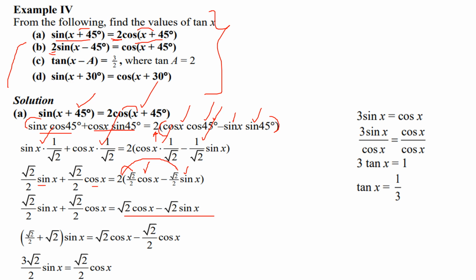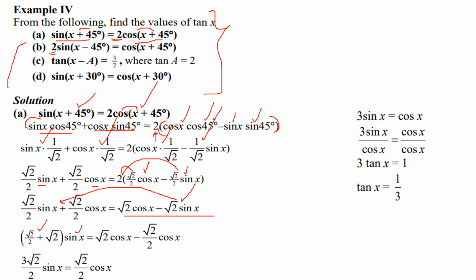Now, collecting terms having sine, you collect terms having sine and terms having cos together. So collecting terms having sine, everything containing sine, I bring it this side. So this one is going to be positive. Now remember that if it becomes positive, I factorize out sine because it's going to be common. So I remain with root 2 divided by 2 plus root 2, everything factorizing out sine.